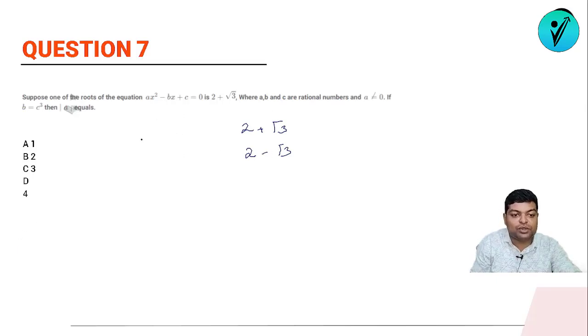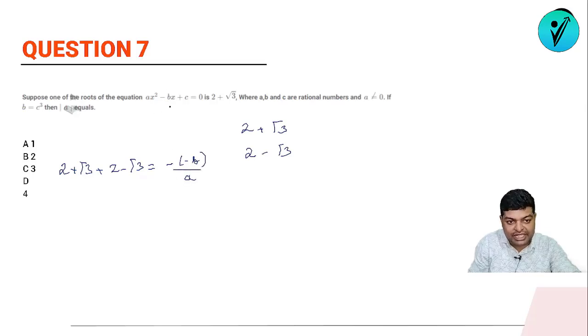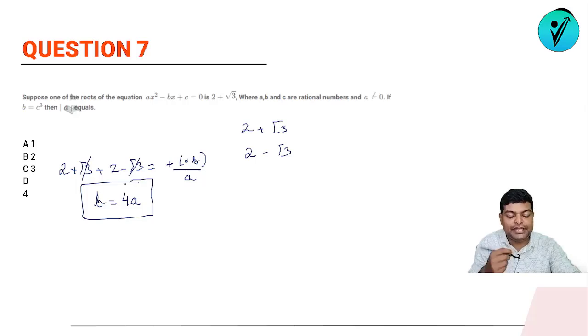So if I get the sum of the roots, what is the sum of the roots? So 2 plus root 3 plus 2 minus root 3. Sum of the roots should be equal to minus of minus b by a, because here it is minus. Take a minus of minus b by a, so it will become positive. Or we can say that this is cancelled, so we'll have the value of b equals to 4a. The value of b is what? The value of b is 4a. Similarly, if you take the product of the roots, so it is 2 plus root 3 and 2 minus root 3, so it will be 4 minus 3, equal to c upon a.